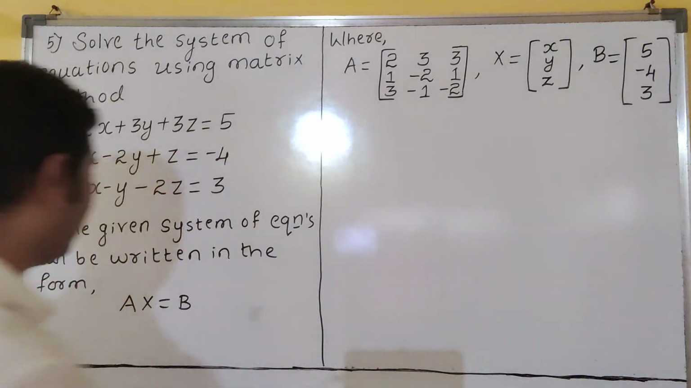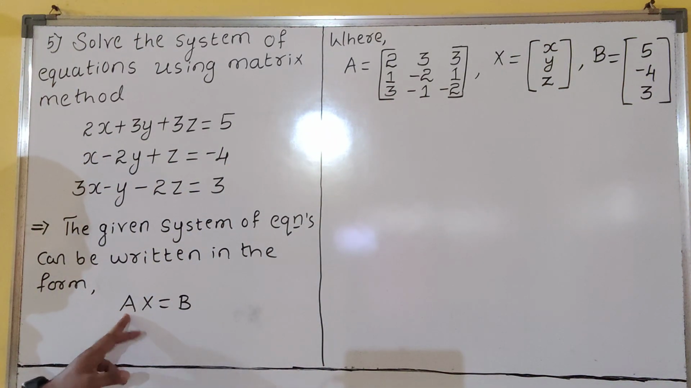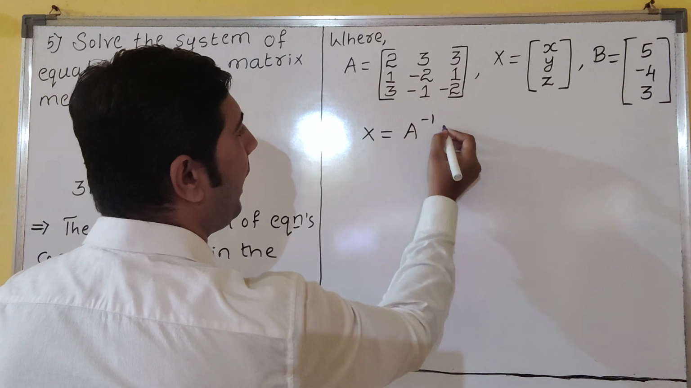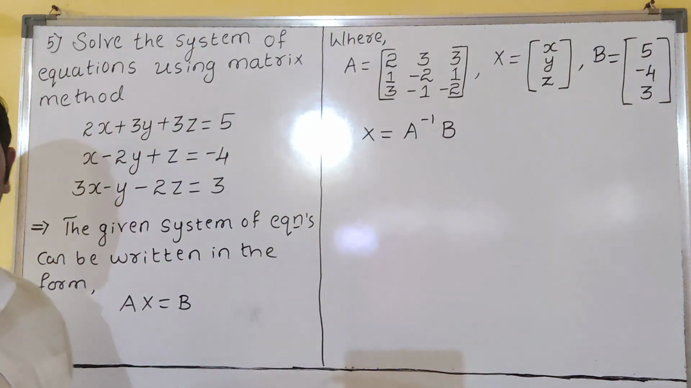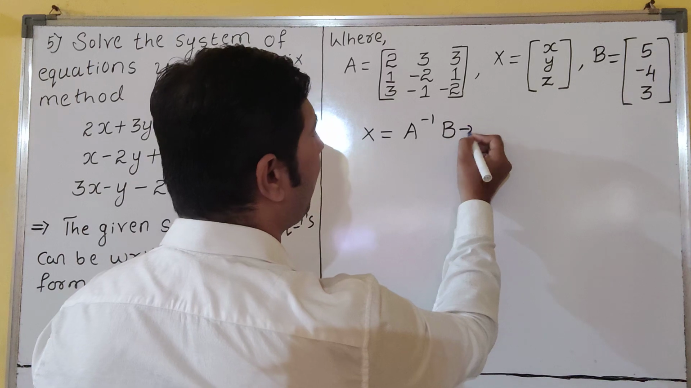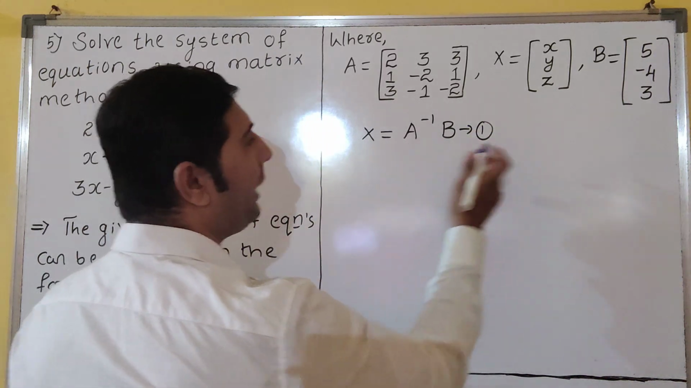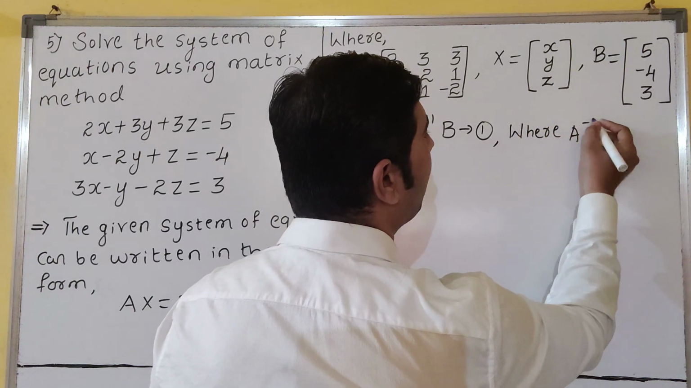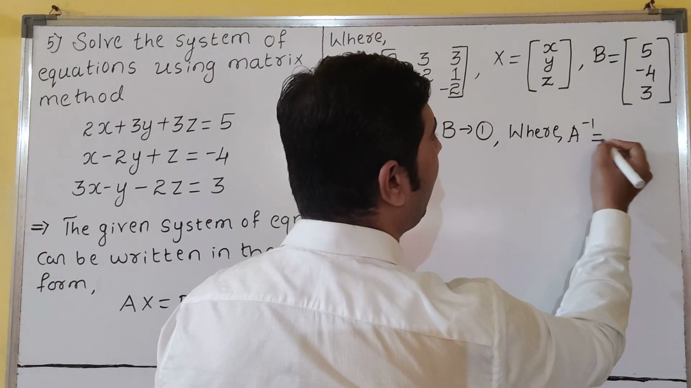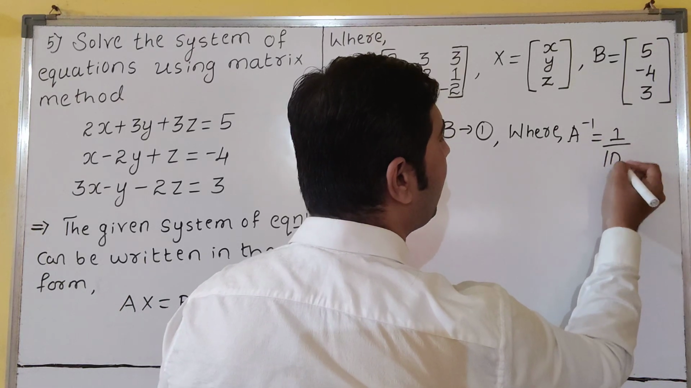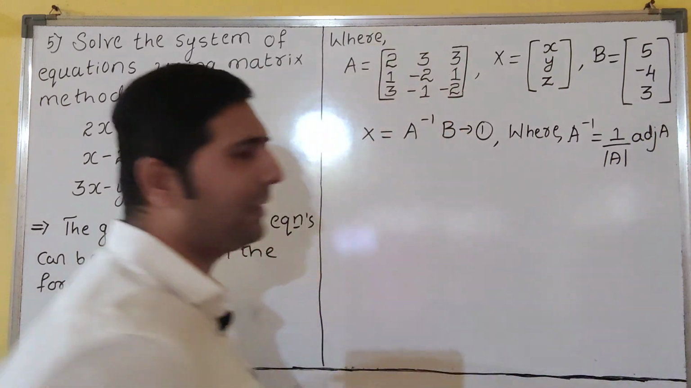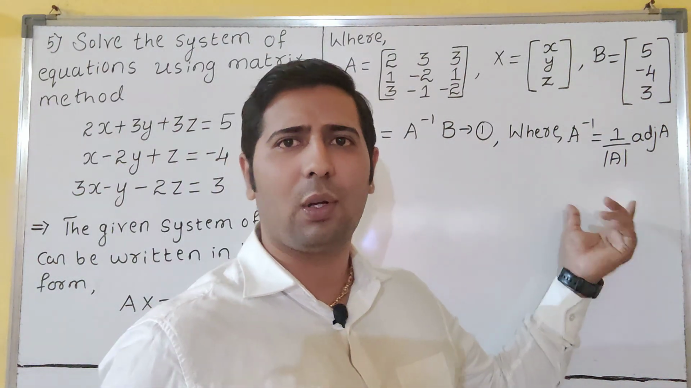So now see here, after this how to write. This A, if you take it to the RHS, it will become A inverse, dear students. X is equal to A inverse B. Call this equation number 1. Where A inverse is equal to 1 by determinant A into adjoint of A, dear students. You know basically, we have solved many problems on this.